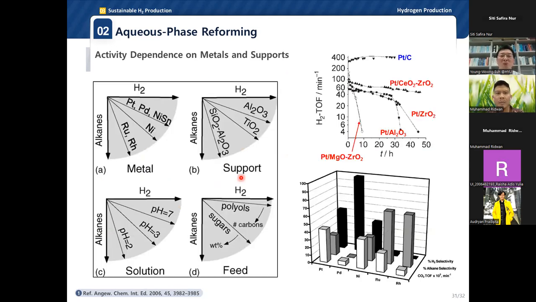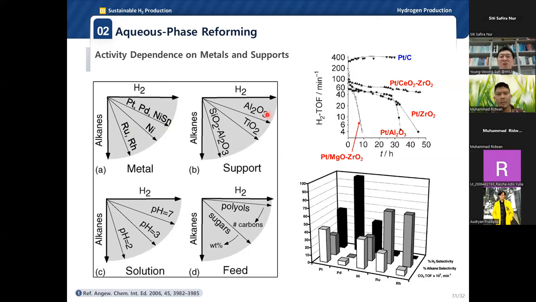And then right now I come back to the aqueous phase reforming. In this reaction, the activity depends very much on what kind of support materials are used. So when we use platinum and palladium or nickel alloy metals, we can get high purity hydrogen. However, if we use ruthenium or rhodium, very expensive metals, rather than platinum and palladium, we can get the alkane product. So that means some of the CO will be changed into alkane, also some parts of the CO2 as well.